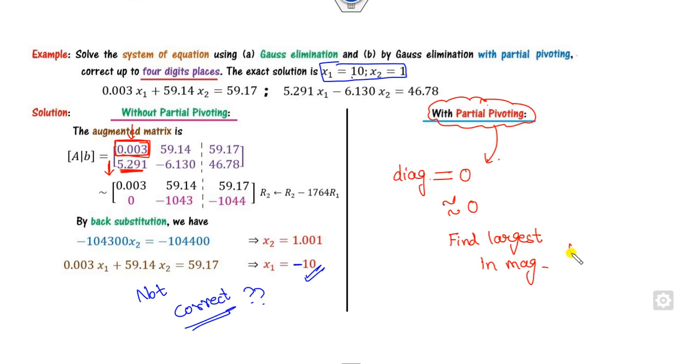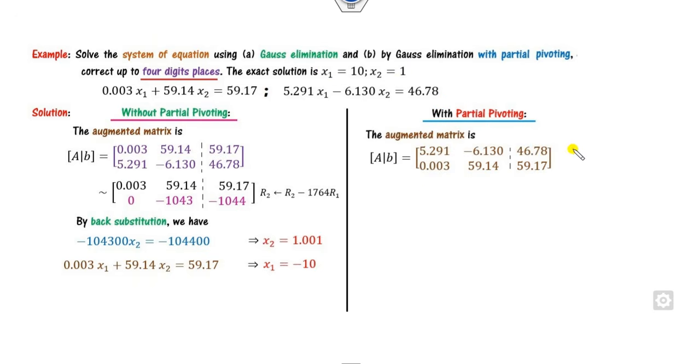So you can interchange the rows. You can see I have interchanged R1 with R2, because this is my box element and it is very near to 0, so I can replace them. Now you can make this a box element which is not equal to 0 and not approximately 0, and the rest of the process is similar.